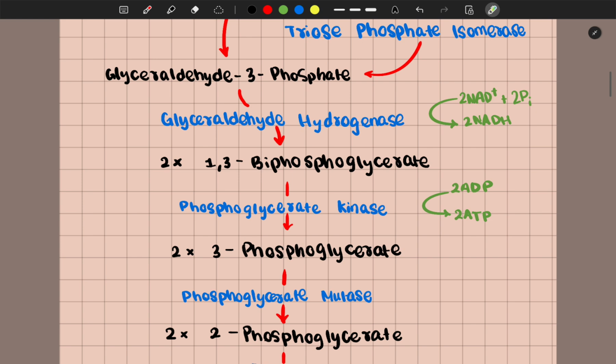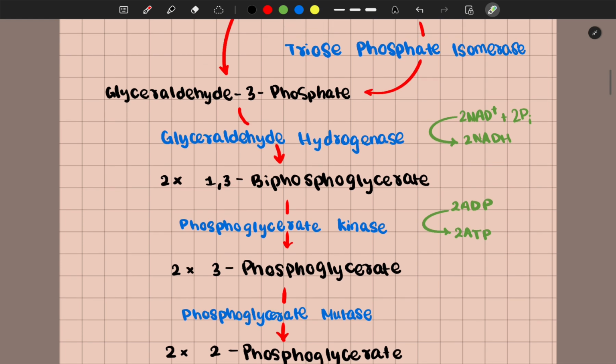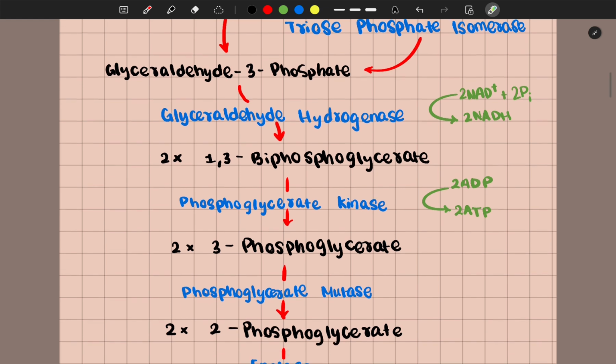So now this molecule is a 3 carbon molecule. 1,3 biphosphoglycerate is a 3 carbon molecule with two phosphate groups, one at the first carbon and one at the third. And right before this, we are taking two NAD plus molecules and two molecules of inorganic phosphate, and we convert them into two molecules of NADH.